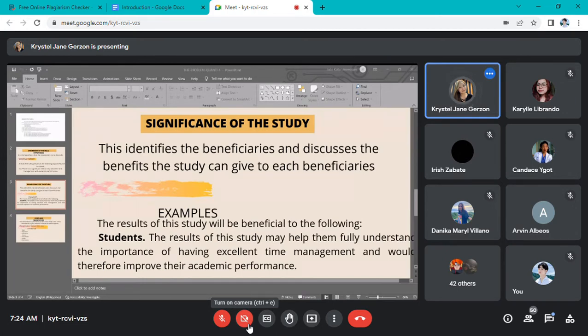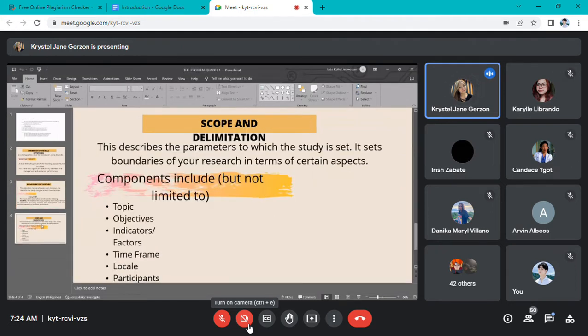And so the same format, after you tell us who the beneficiary is, for example, students, naka-bold na siya, period, and then the explanation of how this beneficiary will benefit from your study. Then, scope and delimitation. This is the last part of the problem.